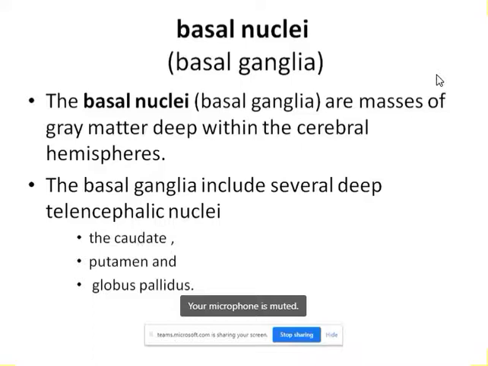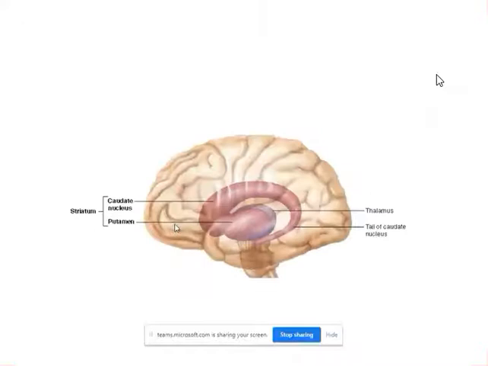So in most books, if you read a standard textbook, they will talk about the deep nuclei as the caudate, putamen, and globus pallidus. And globus pallidus can be internal and external. Am I clear up to this? Yes, sir.